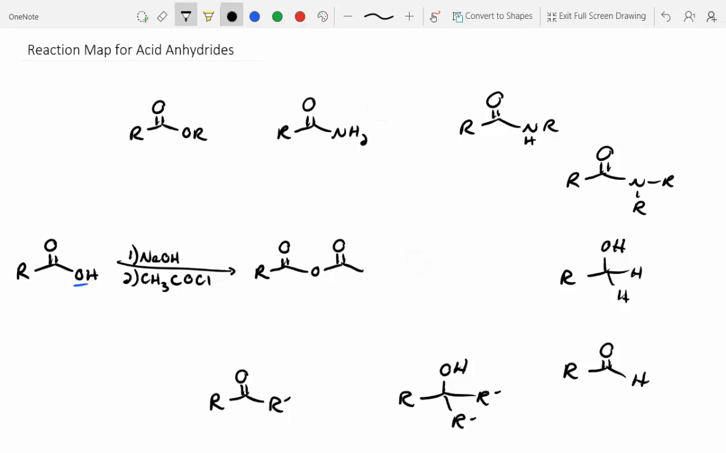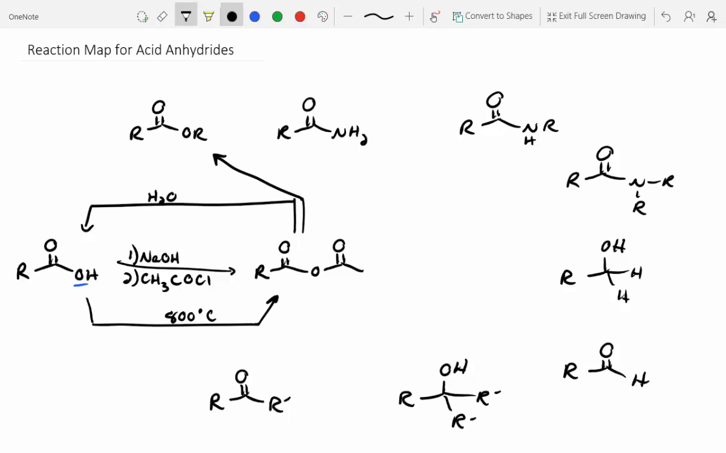What if you want to go backwards? Water, exactly. So you could hydrolyze your acid anhydride. We said the other route that can be used for really simple ones was just crank up the heat to 800 degrees Celsius, but that's not that useful. All right, how could we go from our anhydride to our ester?